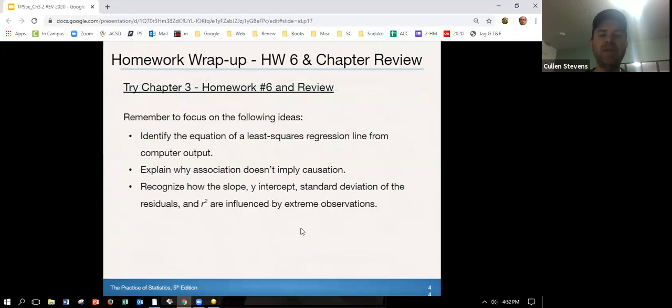So what is it time to do? It's time to do homework number 6 and then move on to the chapter review. Remember in homework number 6, what we're focusing on is identifying the equation of the least squares regression line from computer output. We want to make sure we talk about why association doesn't mean causation, and then recognize how the slope, the y-intercept, the standard deviation of the residuals, which we call S, and R squared, the coefficient of determination, are influenced by extreme outliers.